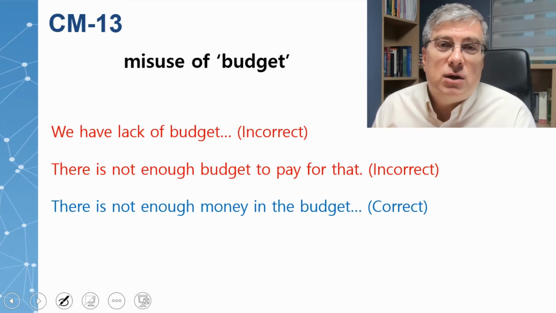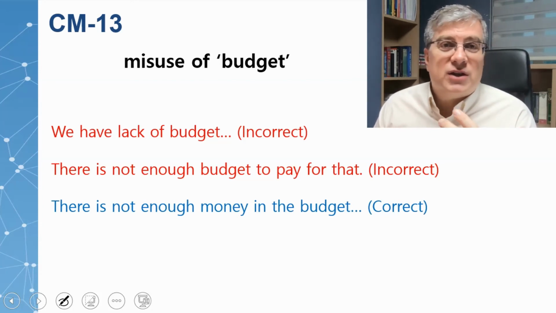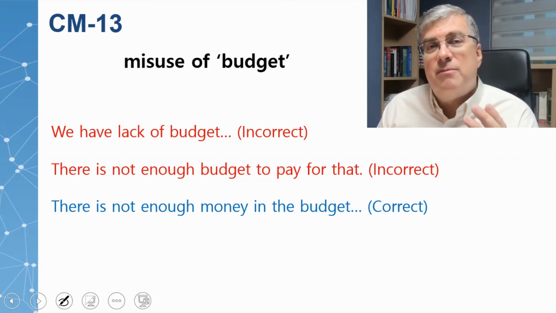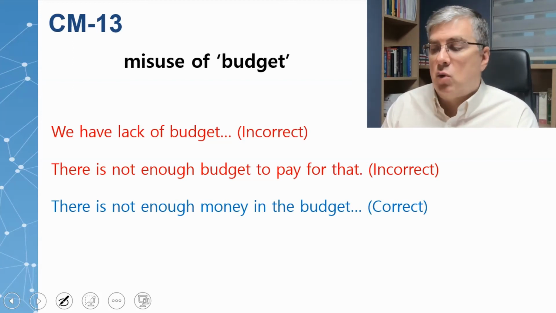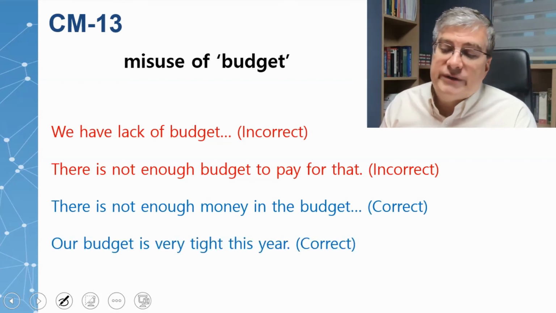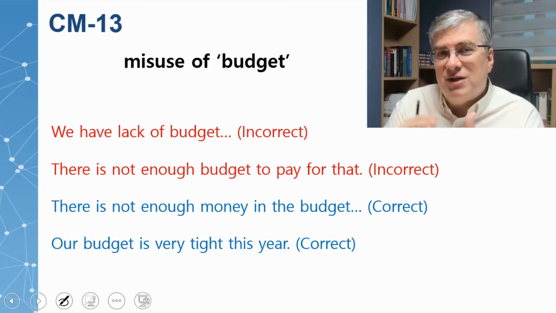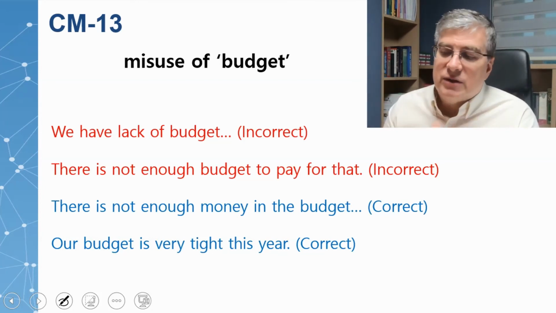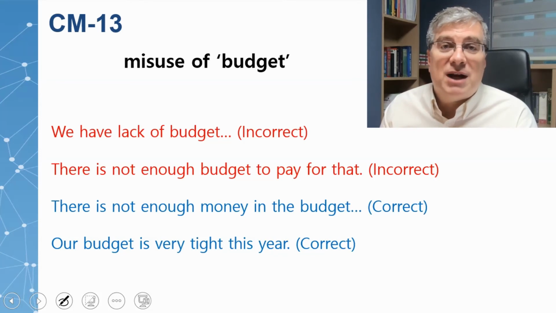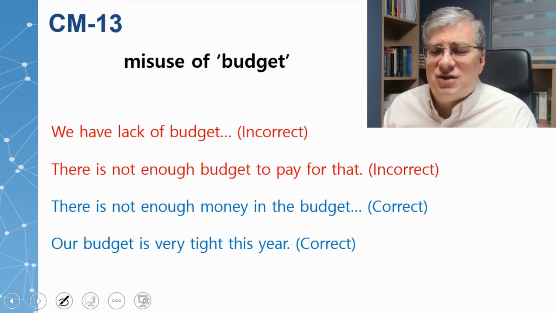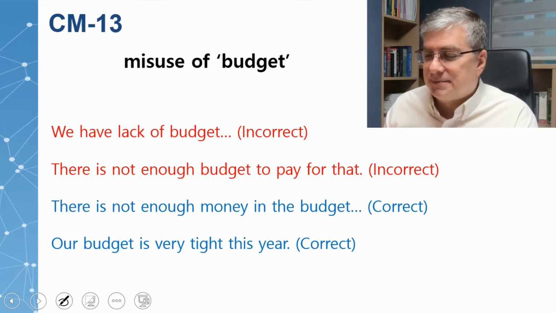If there's a project that you're considering, or maybe somebody's suggesting, hey, let's hire some more workers because we have a big project coming up, then don't say there's not enough budget to hire more people. Say there's not enough money in the budget to hire more people. You could also say our budget is very tight this year. That means there's not a lot of money in the budget. If your budget is really tight, you don't have a lot of extra money. Our budget is very tight. But don't say we have a loose budget. That's strange. Just say our budget is very tight.